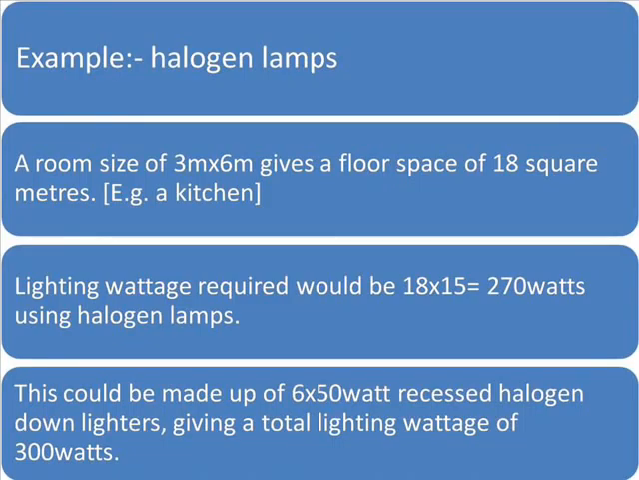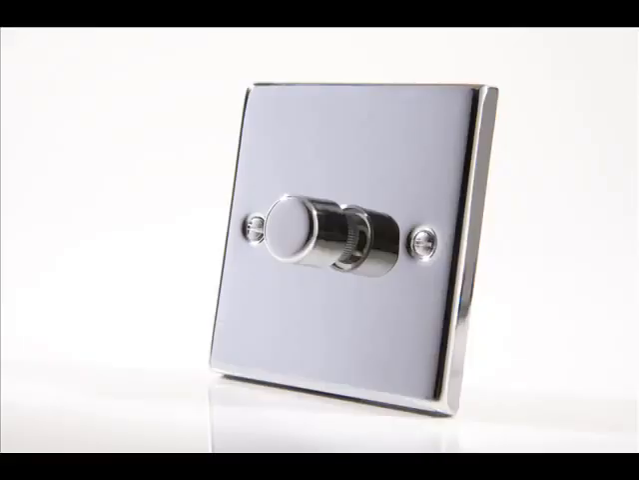Another example, a room size of 3 metres by 6 metres gives a floor space of 18 square metres, for example a kitchen. When using halogen lamps, the lighting wattage required would be 18 times 15, which is 270 watts. This could be made up of 6 50-watt recessed halogen downlighters, giving a total lighting wattage of 300 watts. Task lighting could also be added under cupboards for food preparation.